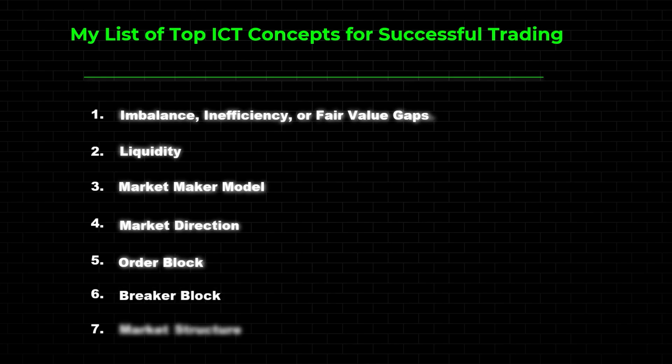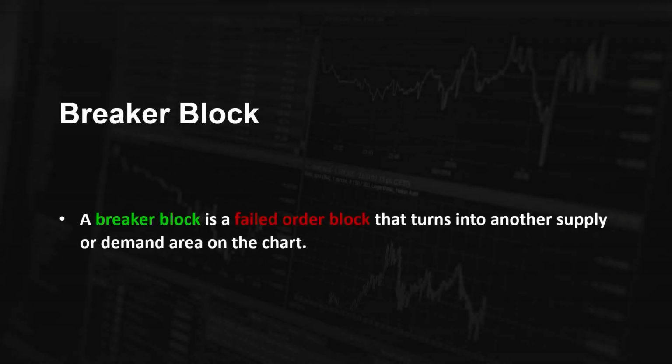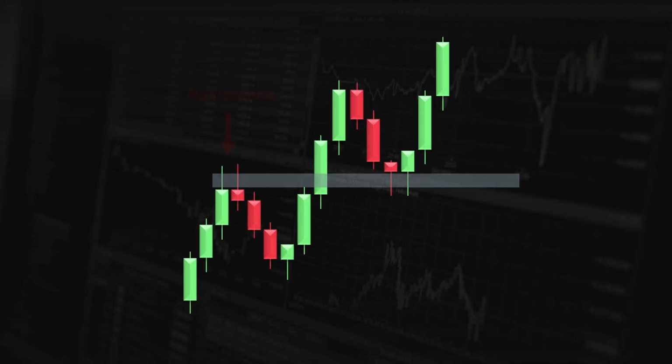Breaker blocks. A breaker block is a failed order block that turns into another supply or demand area on the chart. From basic price action, we know that whenever the price breaks through a resistance level, it becomes support due to the behavior of market participants. Similarly, whenever the price breaks through a support level, it becomes resistance when the market taps into that area again. The same concept applies to order blocks as well.